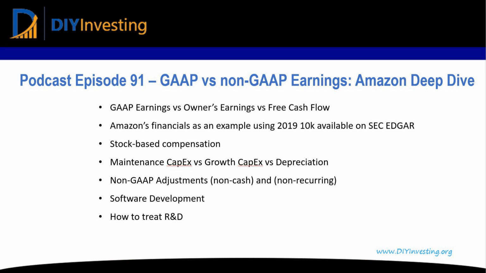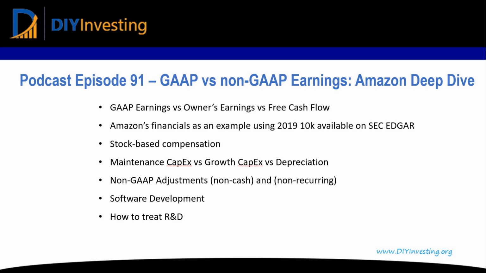Amazon's growing quickly. It's able to grow for a long period of time, and its free cash flow substantially exceeds its earnings. So let's dive into that, and let's do this in a way that will allow us to answer why I believe GAAP versus non-GAAP earnings can be a problem.